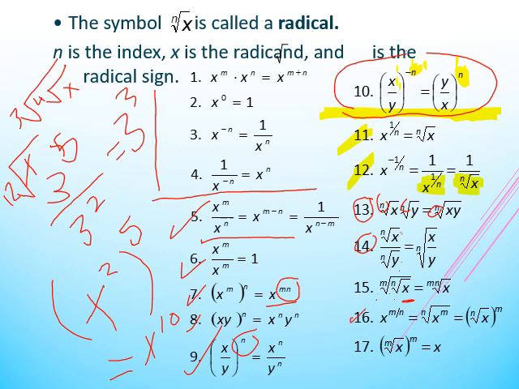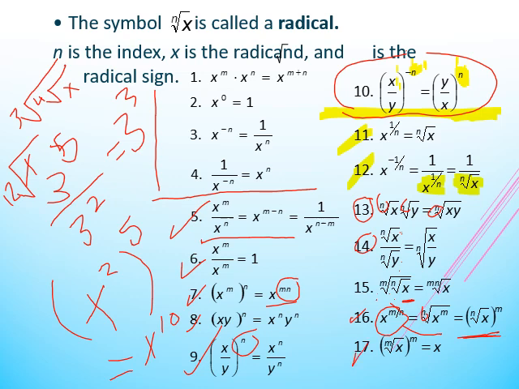Number 16, x to the power m over n, which has an exponent, and we can convert it to a radical sign. So we can say that x with power m takes the radical with an index n. So the value will be here.